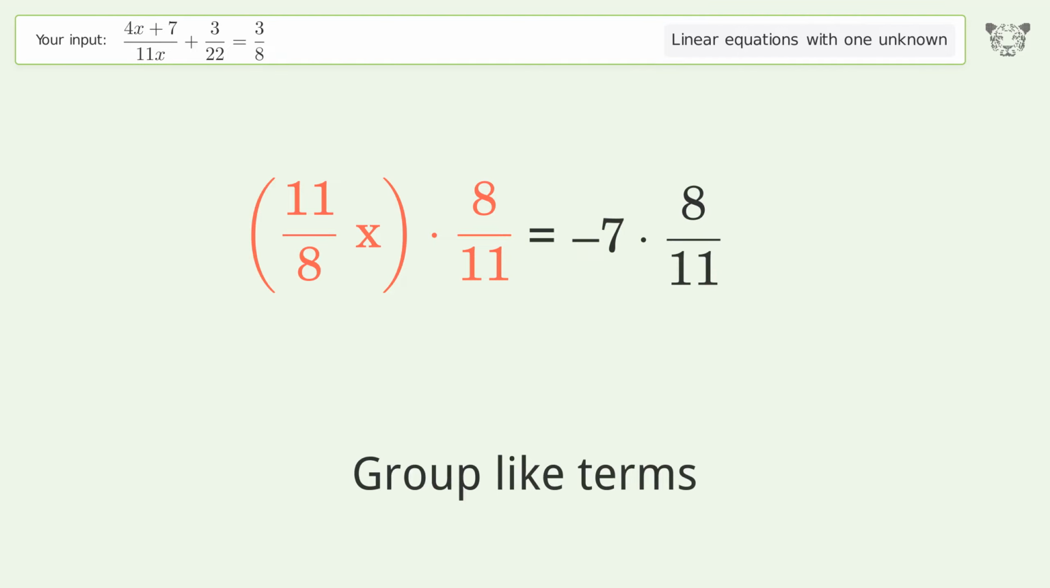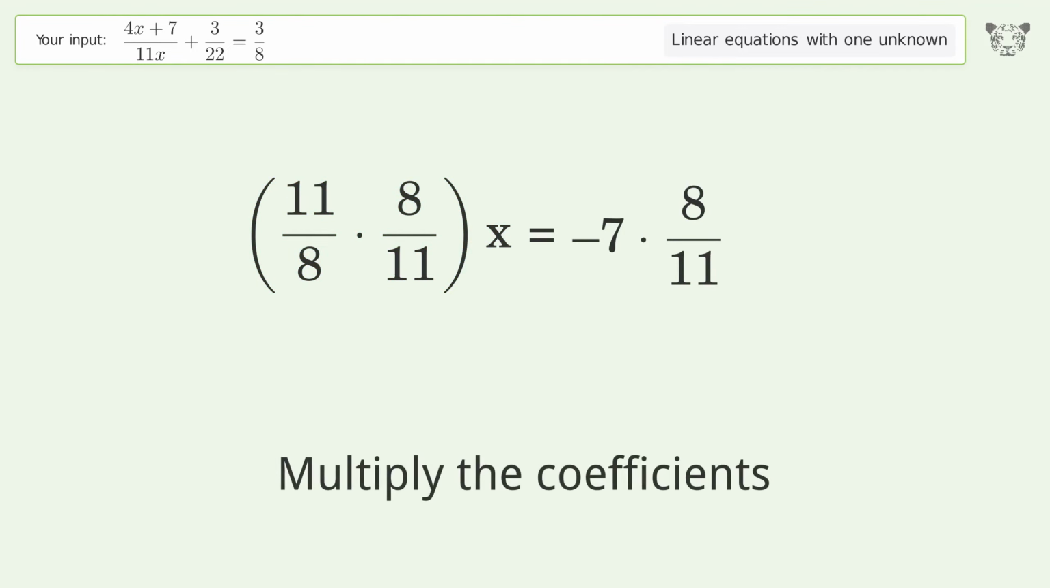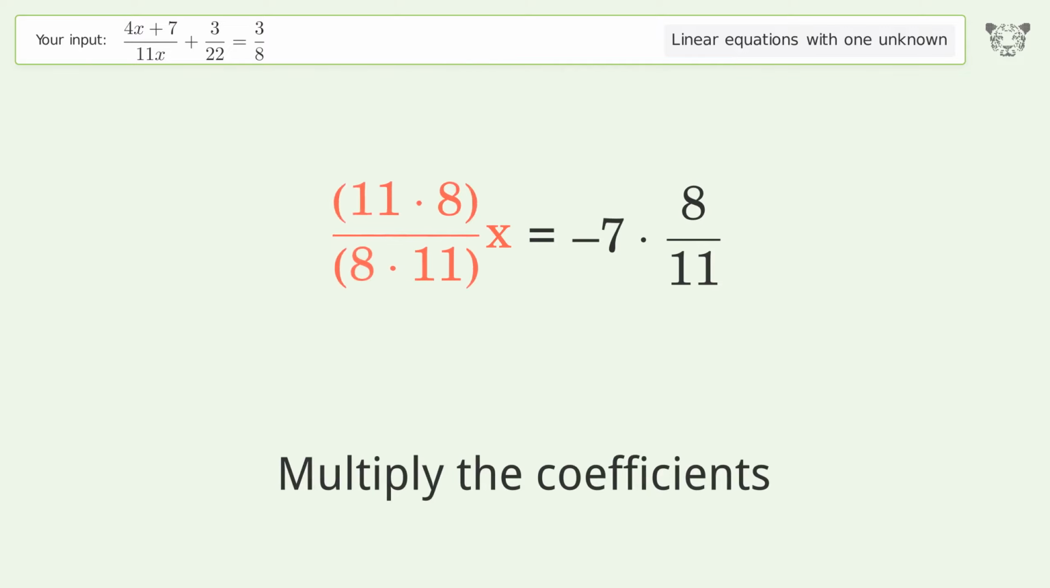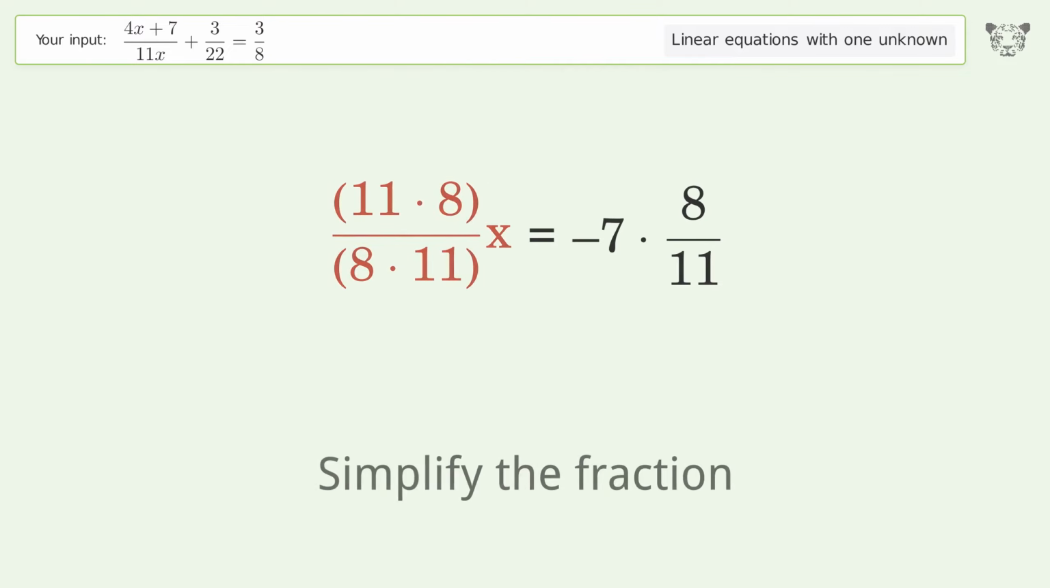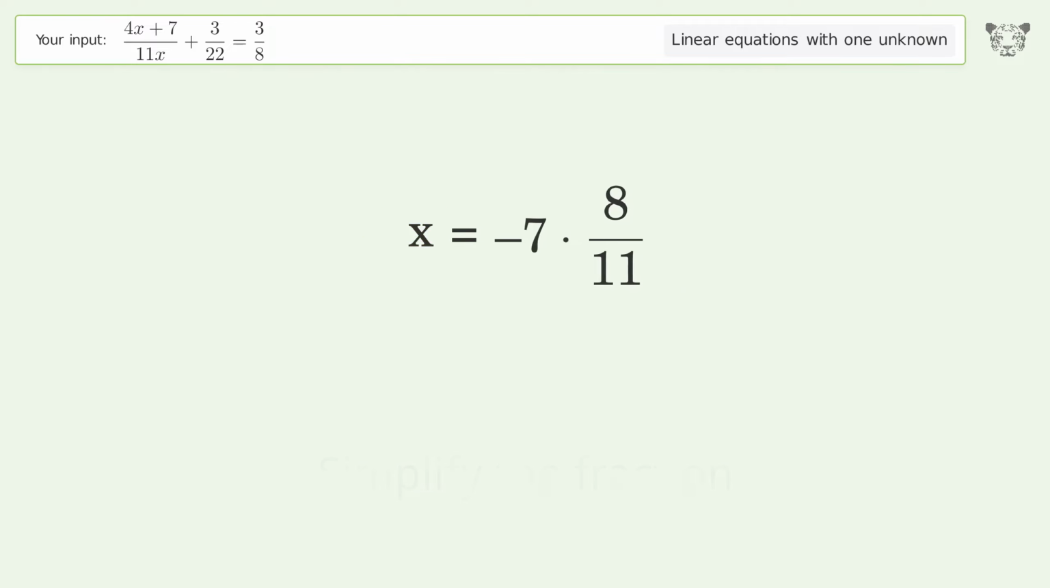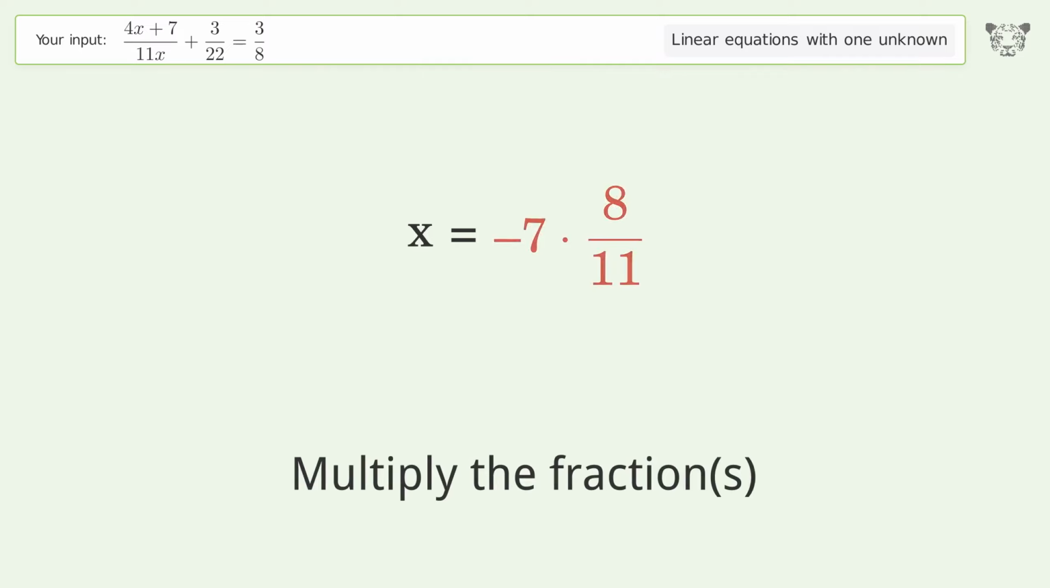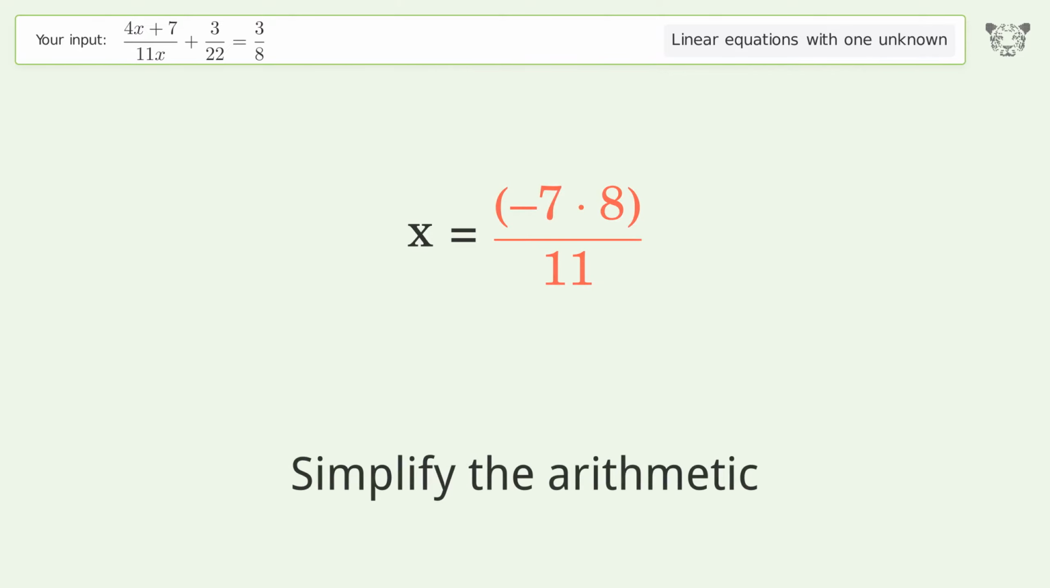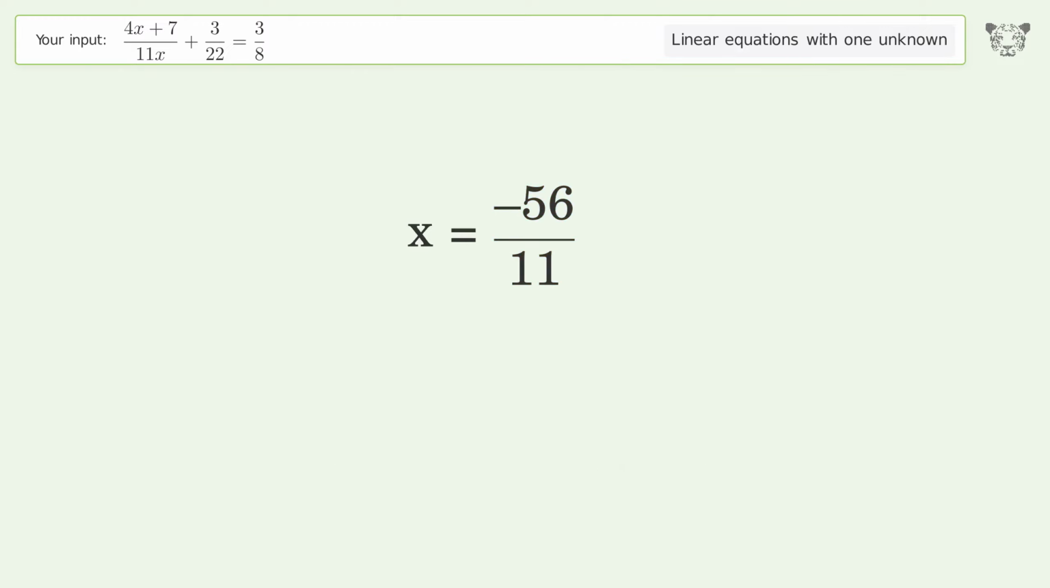Group like terms. Multiply the coefficients. Simplify the fraction. Multiply the fractions. Simplify the arithmetic. And so the final result is x equals negative 56 over 11.